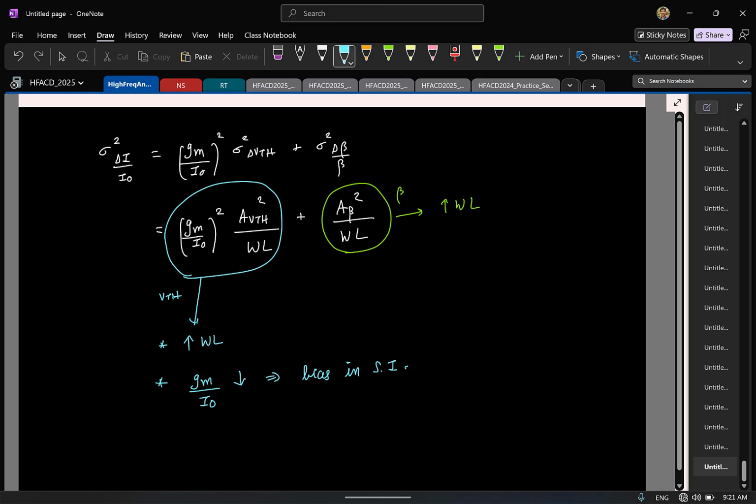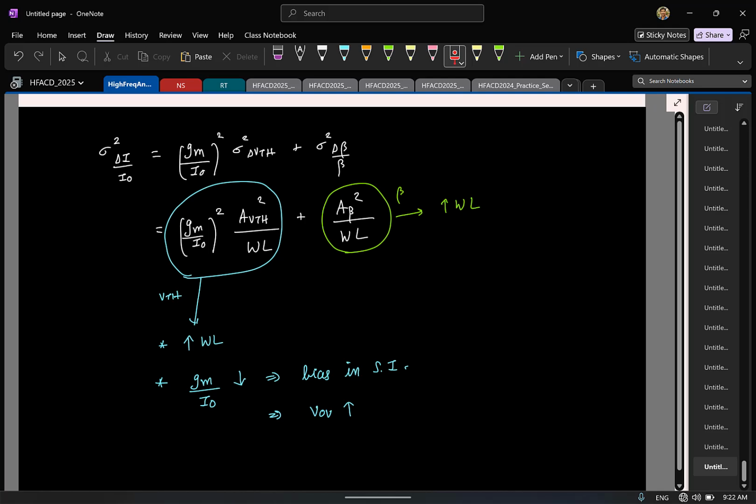Now if you are biasing in strong inversion, what can you say about the overdrive voltage? Is it higher or lower? Higher. VGS is larger, so higher. Now tell me, does it make sense that if I have a larger overdrive voltage, changes in threshold voltage are not so significant? Forget about the fact that Gm by ID and so on. Logically speaking, does it make sense that if I increase my overdrive voltage, any change in the threshold voltage is not significant?